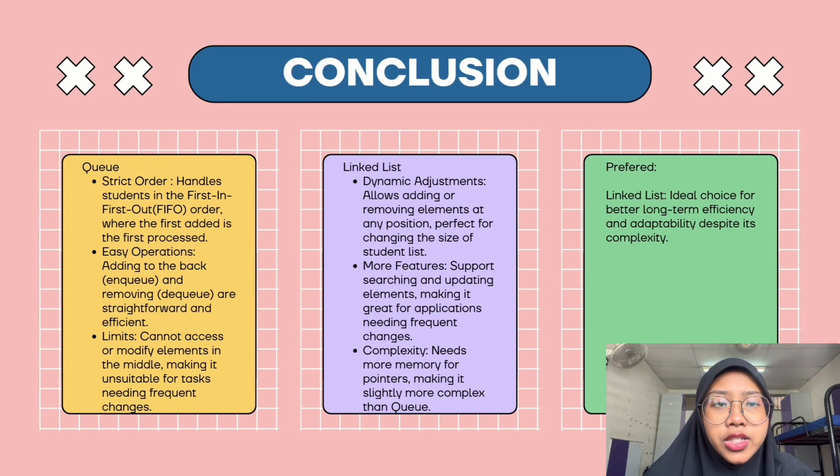However, there are limitations to queue, where a queue cannot access or modify elements in the middle, making it unsuitable for tasks needing frequent changes. In comparison, linked list provides better adaptability and flexibility. Linked lists support dynamic adjustment that allows adding or removing elements at any position, perfect for changing the size of the student list. Next, linked lists provide more features such as searching and updating elements, making them great for applications that need frequent changes.